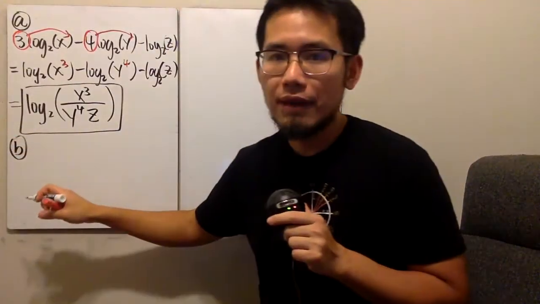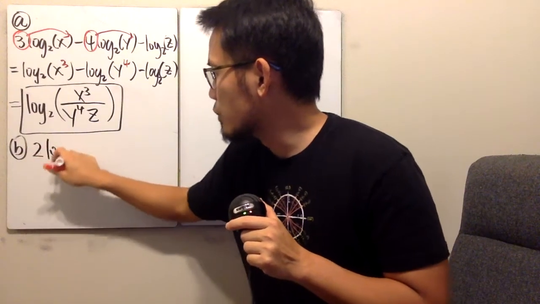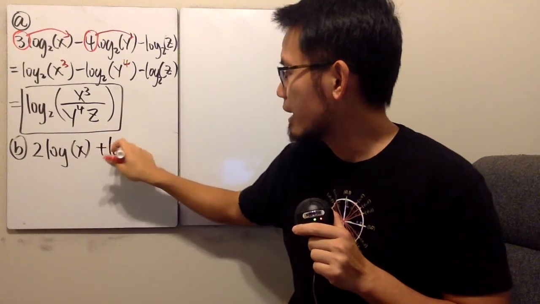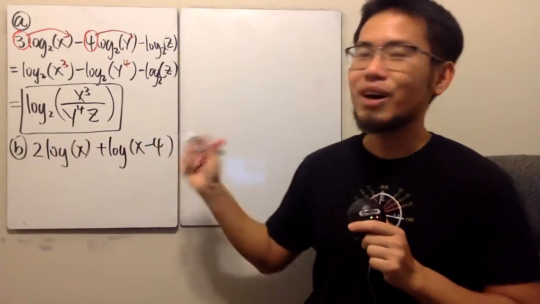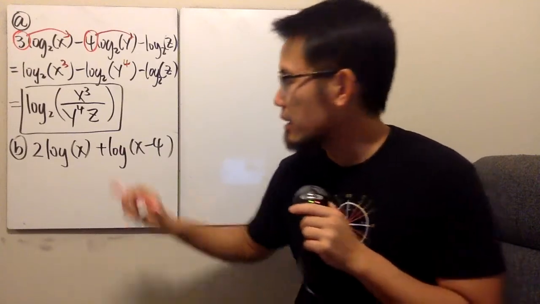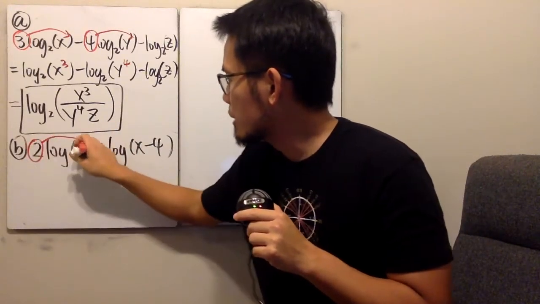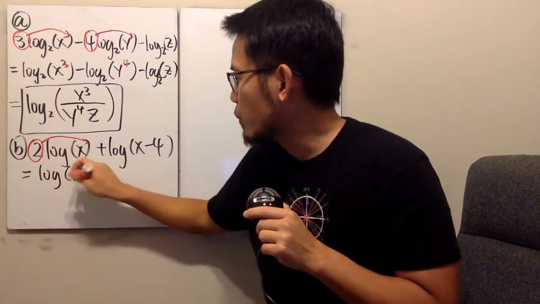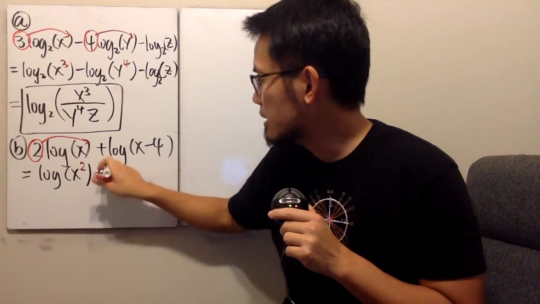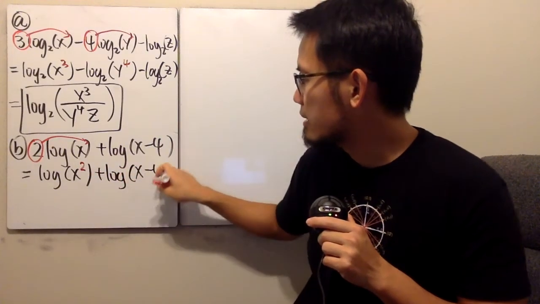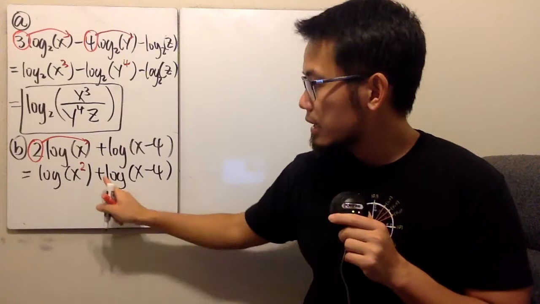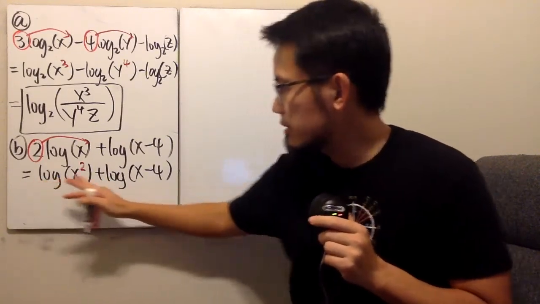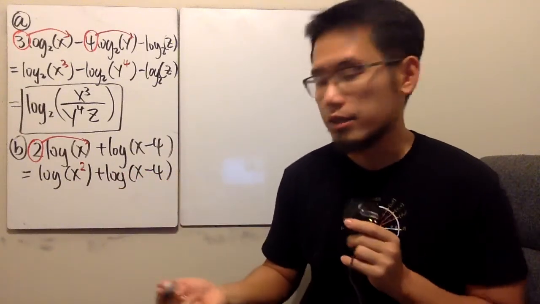Let's say b right here, we have 2, and this is just a regular log. And then we have plus log of x minus 4, like so. Great, we'll do the same thing. We see we have the 2 right here, put that to the power, so we have log of x squared, and then plus log of x minus 4, like this. This time, they're adding, so be sure you multiply the things inside. You see, there's no subtraction, so you don't have any denominators.